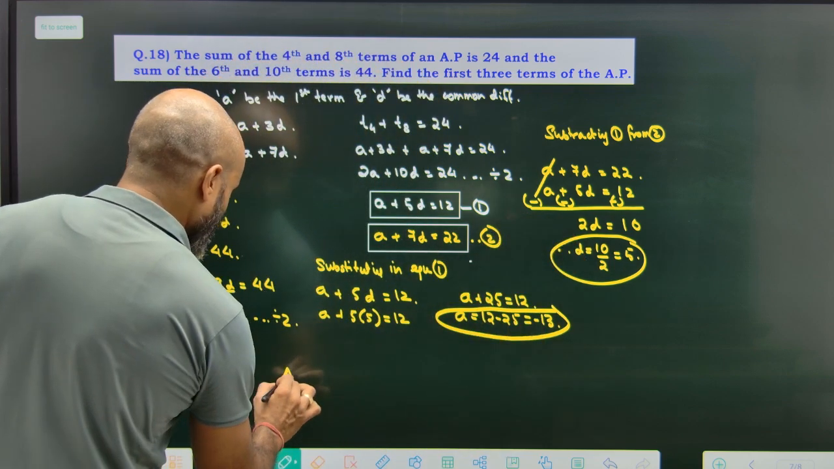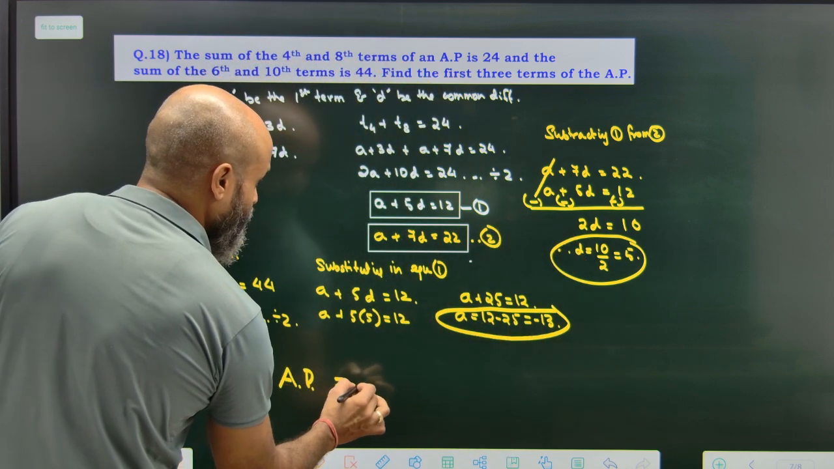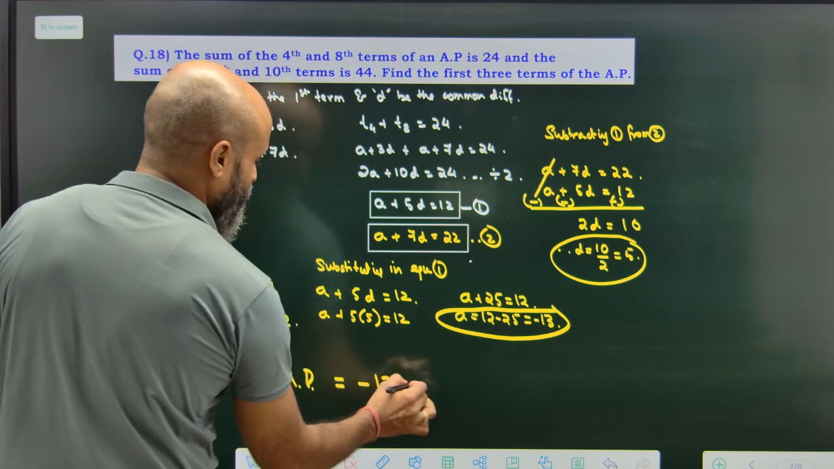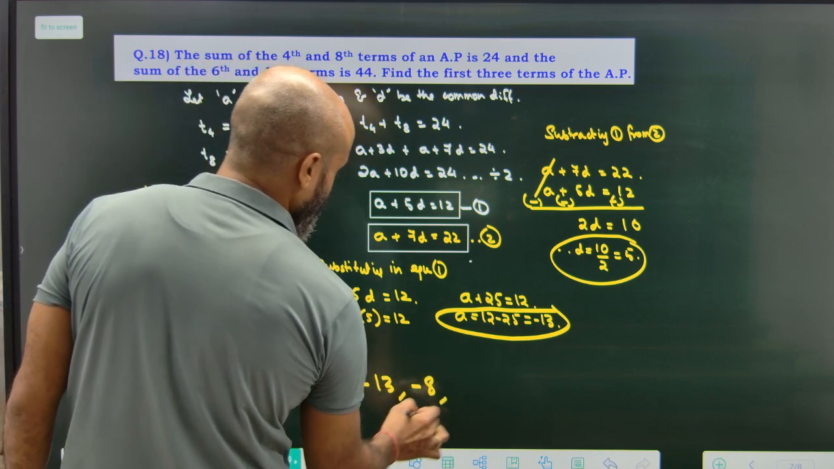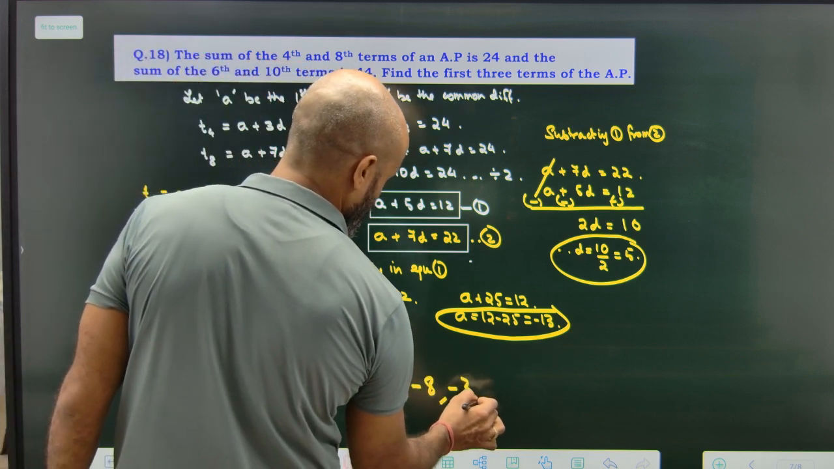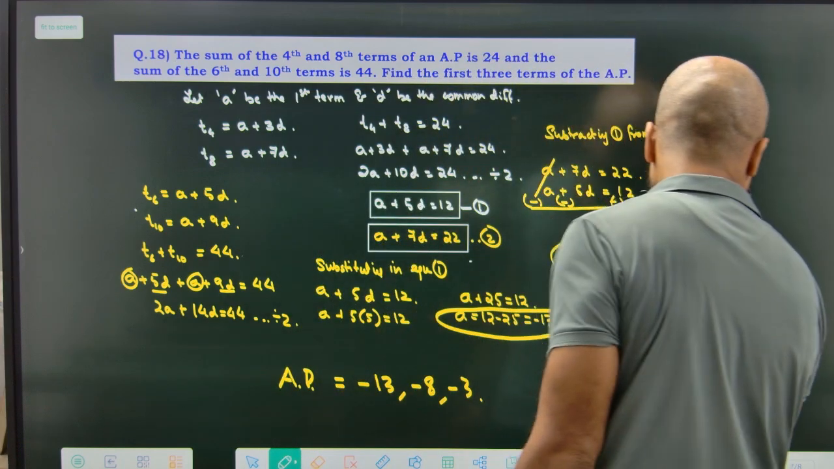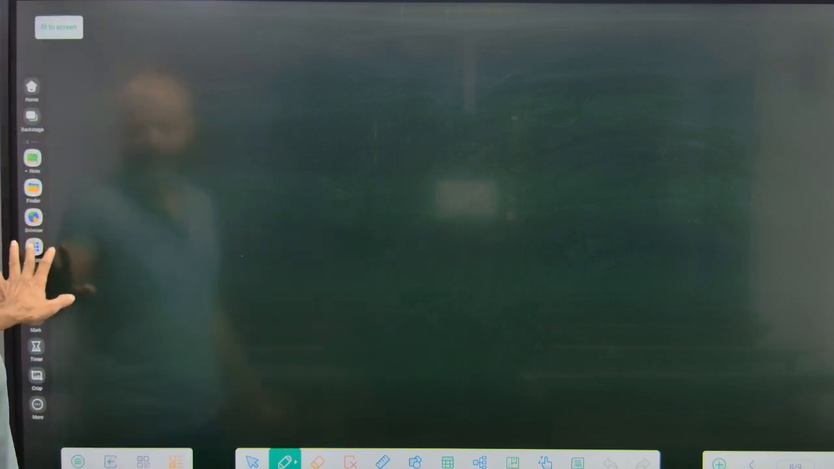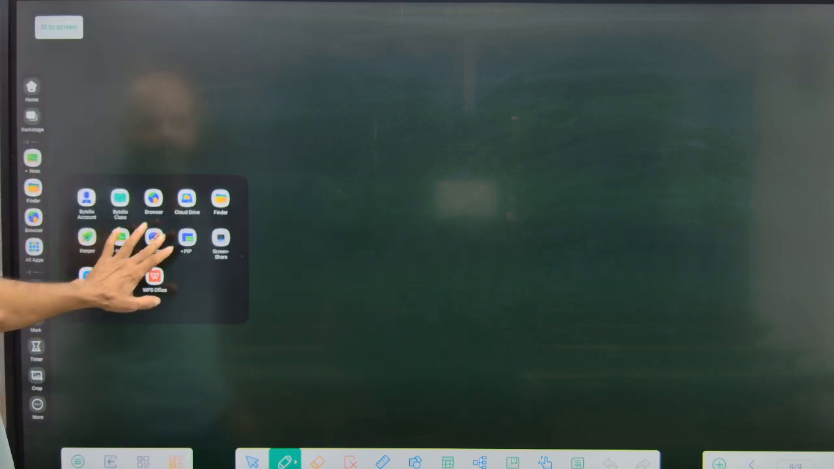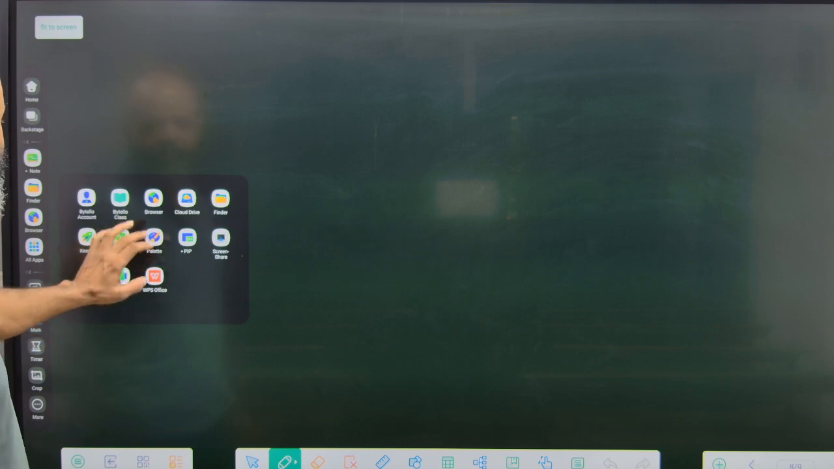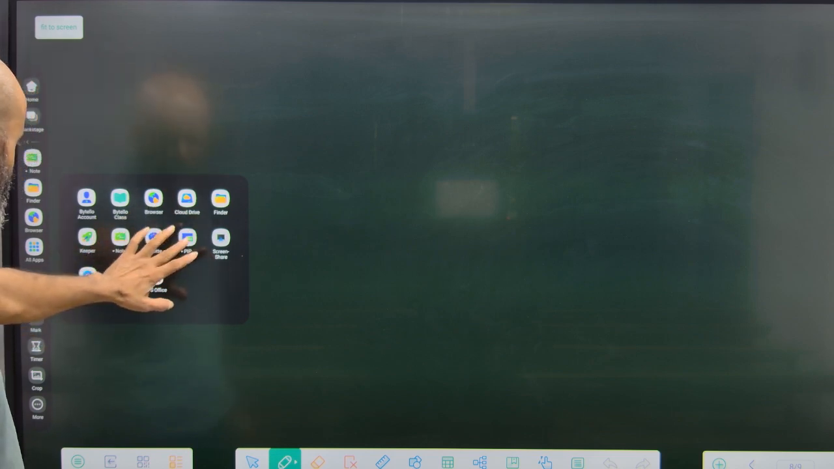So the AP will be, the first term will be minus 13, plus 5 will give you minus 8, plus 5 will give you minus 3. So these are the first three terms of the AP. Okay. All right, people. Let's look at the solution provided here, just to reconfirm whether we have arrived at the proper answer.